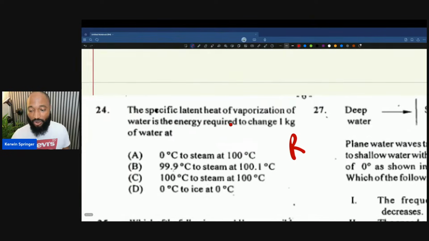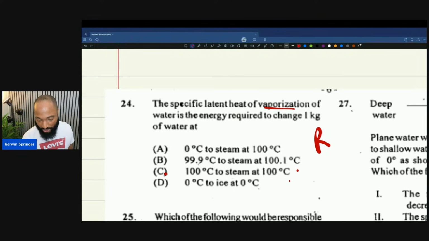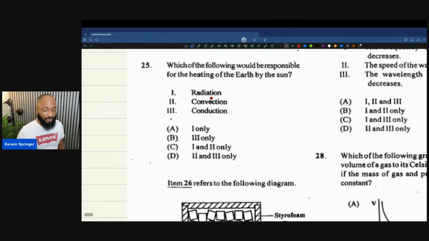With this question, all you're looking for is no temperature change. Only these two show no temperature change, vaporization. So it has to be the boiling point. So C is the answer, and that's it. Latent heat means no temperature change. We can do some advanced things coming up shortly.